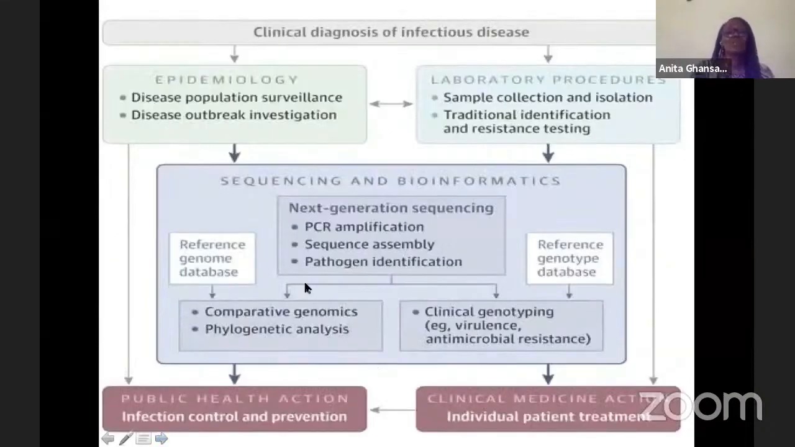So in summary, what I'm saying is that if we conduct our clinical studies or any field study after diagnosing an infectious disease, and we have our epidemiology studies and laboratory procedures, we can go ahead and sequence and use bioinformatics in comparative genomics and phylogenetic analysis to help with clinical genotyping as well. Ultimately, to bring about public health action on infection control and prevention and individual treatment.